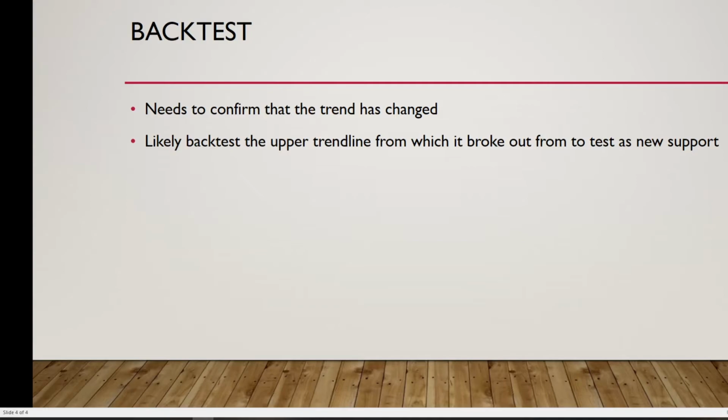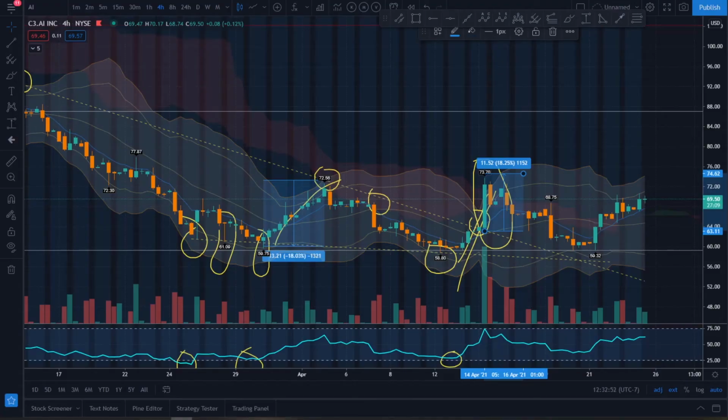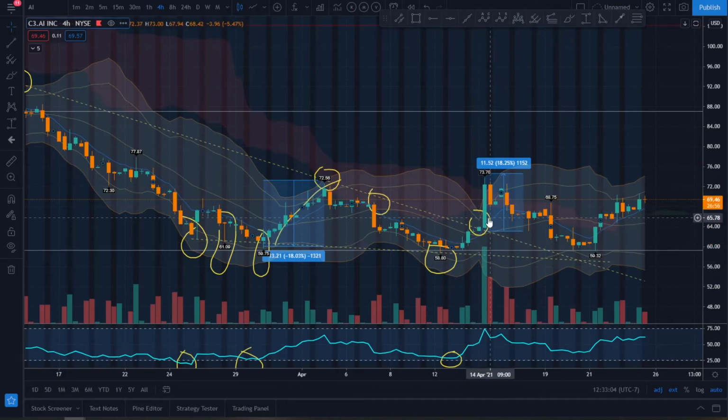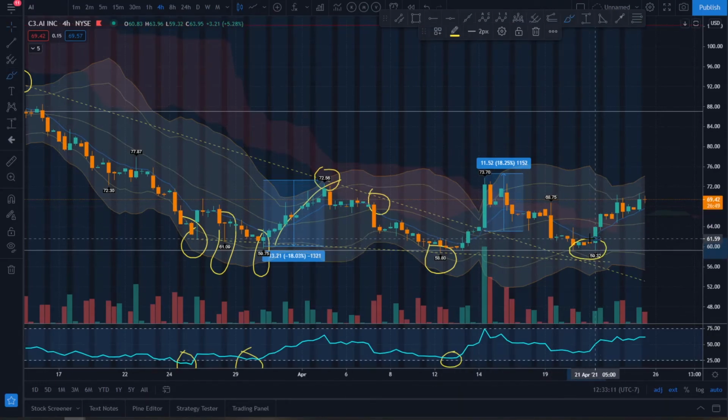So another place for an entry is on the backtest with the stop at the lower high or at the lower trend line. So AI here actually gave a pretty good backtest example. So as you see here, we broke out, it hit the target, but it came back down. So as it comes back down into this zone here, this zone right here, it basically backtests this apex zone of the upper trend line and the lower trend line touching.